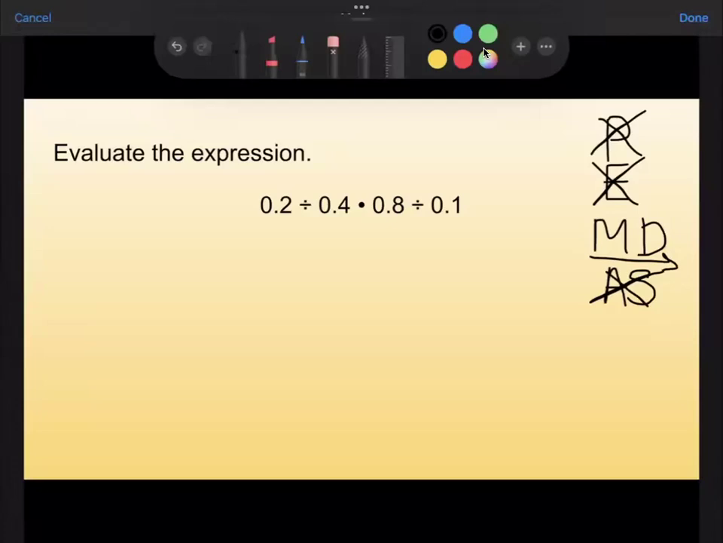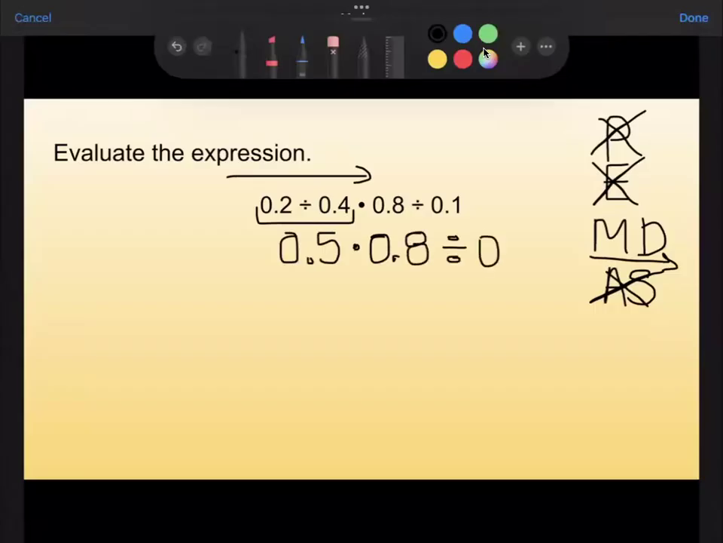But remember, multiplication and division go from left to right. So as I'm going this way, I have to do whatever I find first. And that would be the 0.2 divided by 0.4. So I'm going to go ahead and calculate that, and I would get 0.5. Then I'm going to bring down the other things I haven't done yet, which is times 0.8 and divided by 0.1.